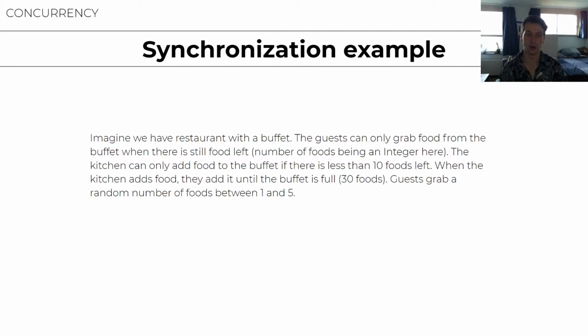The kitchen can only add food to the buffet if there's less than 10 food left. When the kitchen adds food, they add until the buffet is full, which is 30, and guests grab a random number of food between 1 and 5, 1 and 5 included. So first question, normally I would yell this into the classroom. Now I'm not going to wait for your answer, but the question would be, what is the shared object? So the shared object in this case is the buffet.